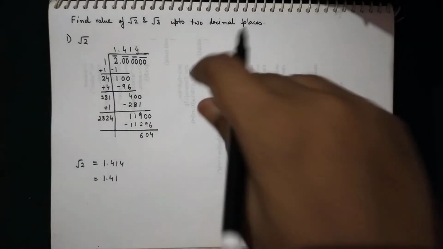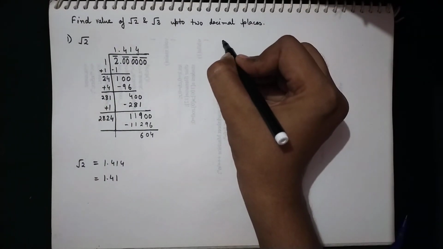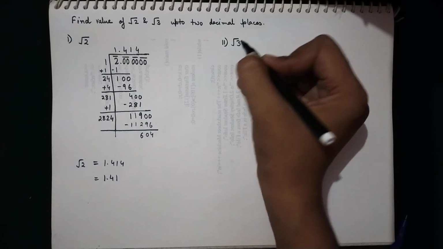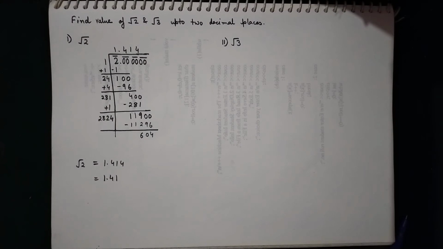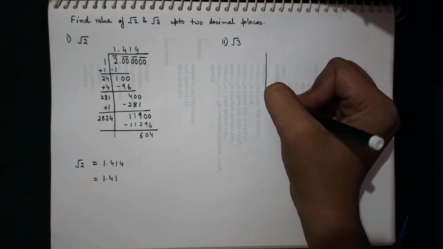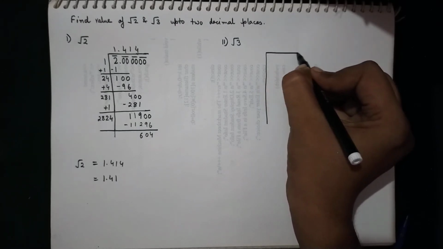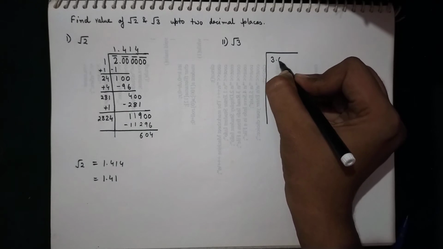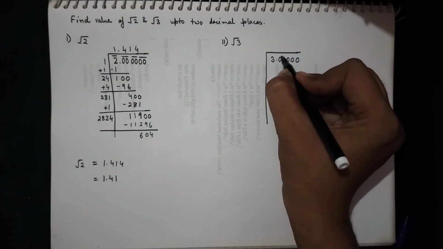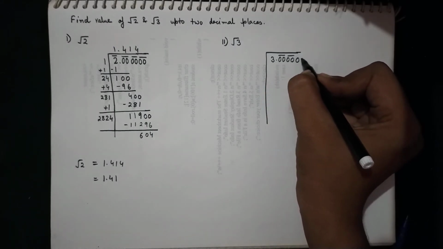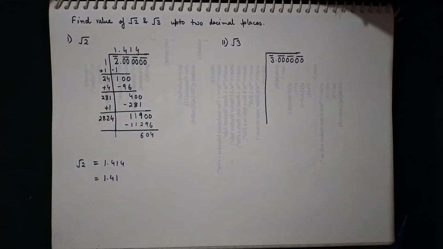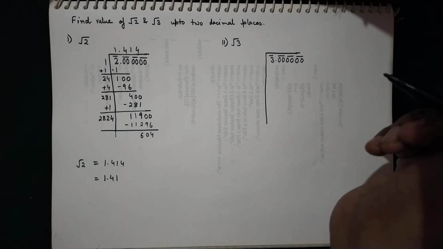Now let's see root 3. For root 3, again we have to do the same thing. Again 6 zeros, pairing from the left side and from the right one. As it is 3, we have to start from 1 only, because 1 1's are 1.